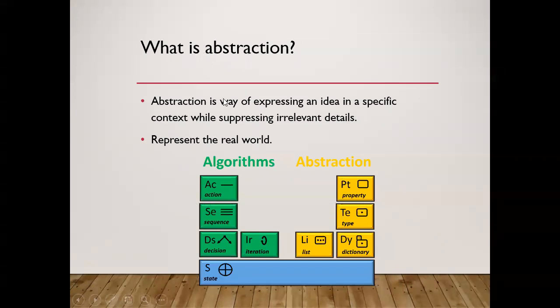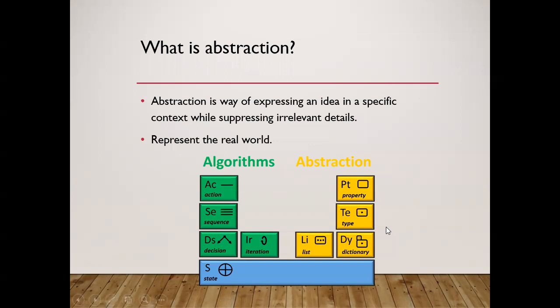Abstraction is a way of expressing an idea in a specific context. Do you notice the important word there? We're suppressing irrelevant details. Another way of saying that is that we only look at the stuff that we're interested in. We get rid of, or we obscure, they use the word suppressing. We obscure, we hide. Maybe that's an easier word, which kind of means the same thing in this context. We hide the things that we're not interested in.